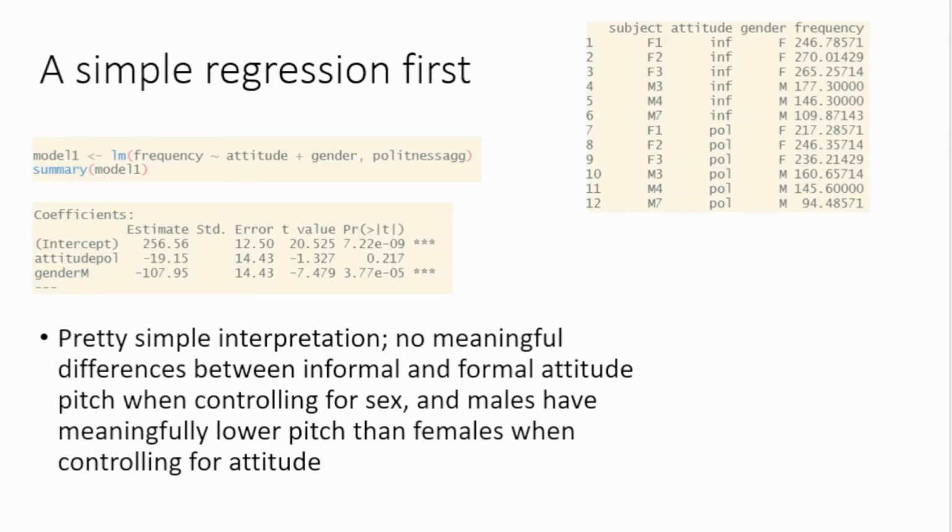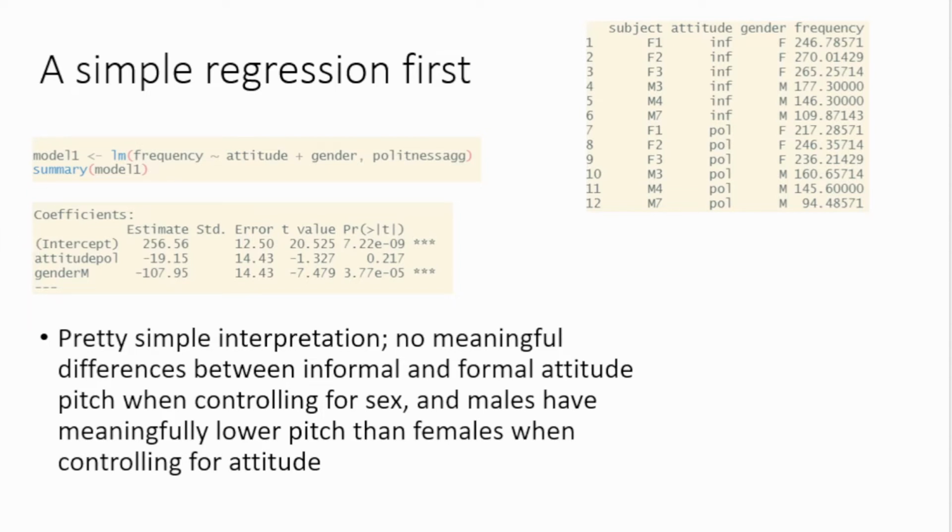So let's do a simple regression. Essentially we create our model 1 and assign the function of linear model, our dependent variable of frequency here, predicted by attitude and gender, using our data set, I've called it politeness aggregated. And then a summary of our model 1.